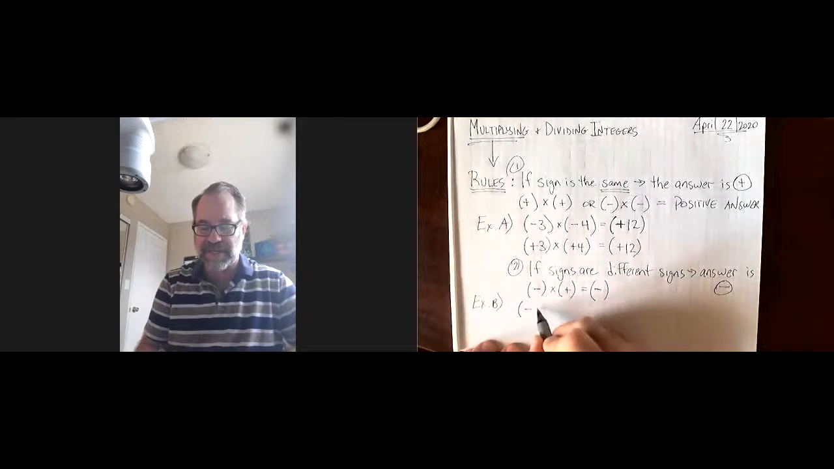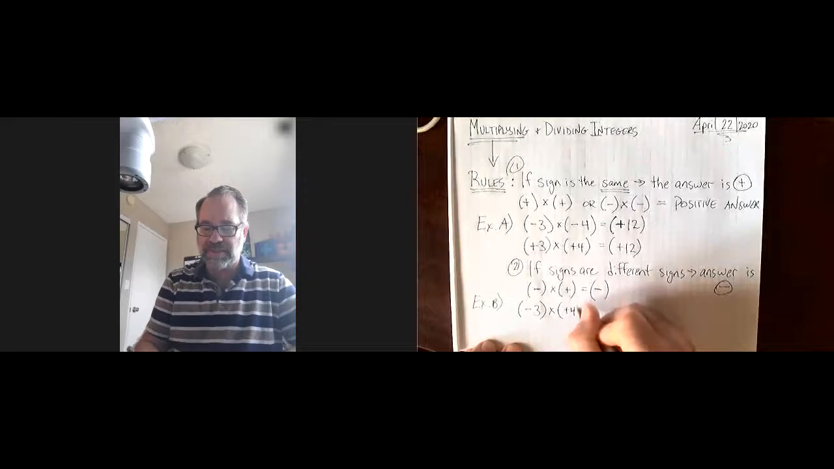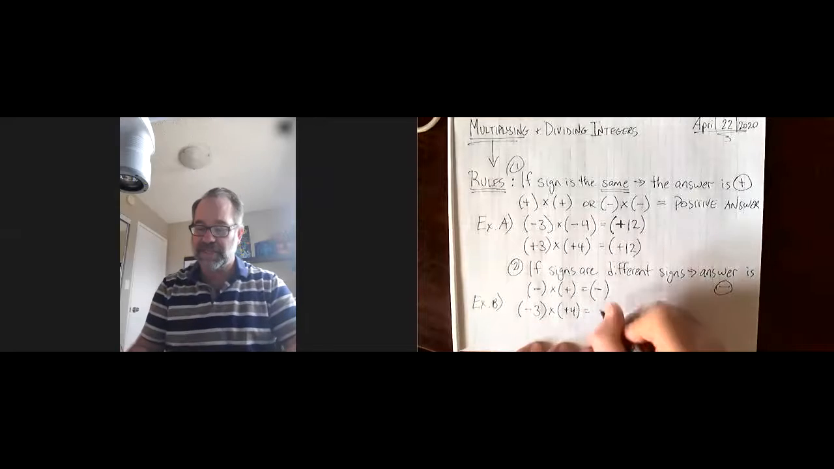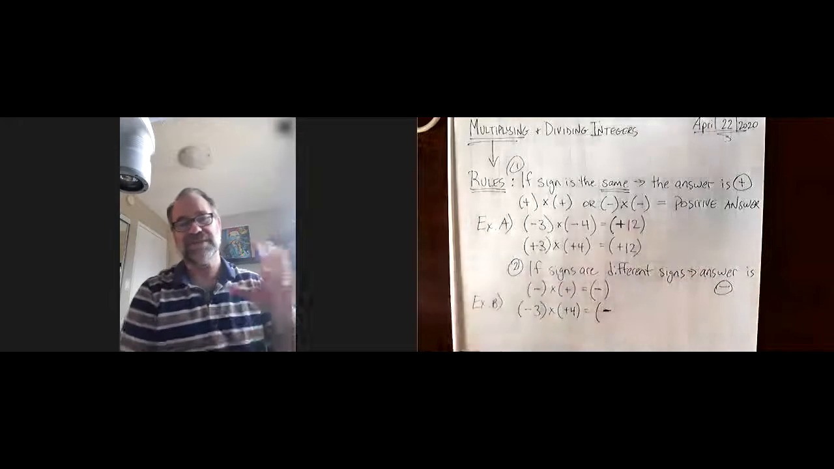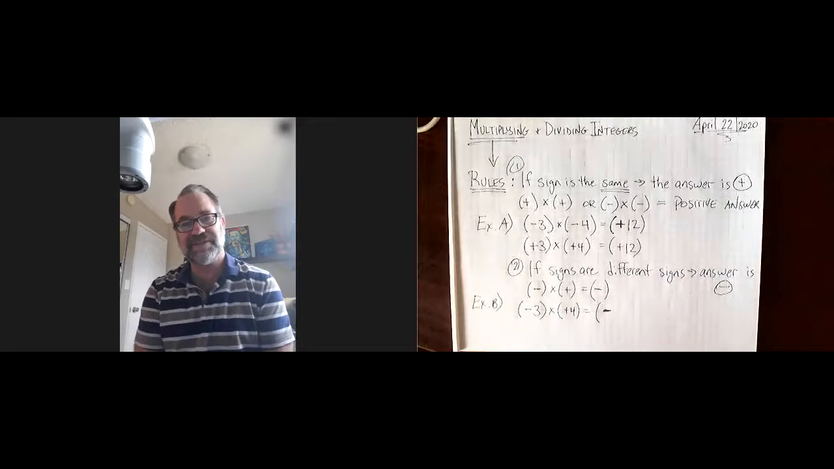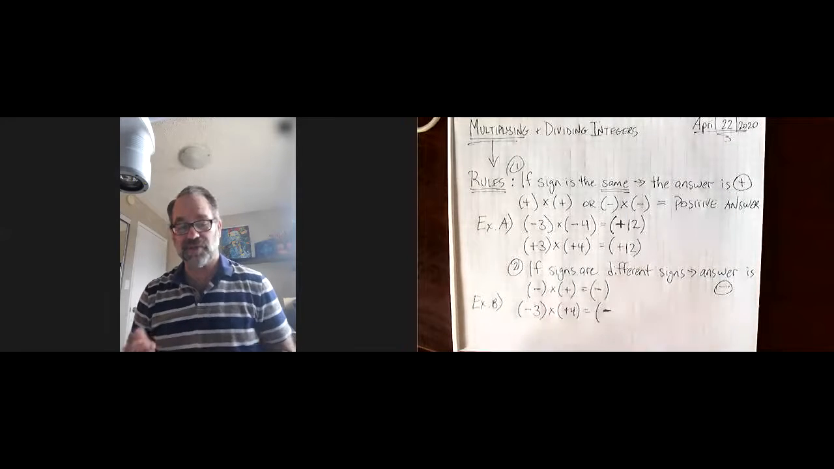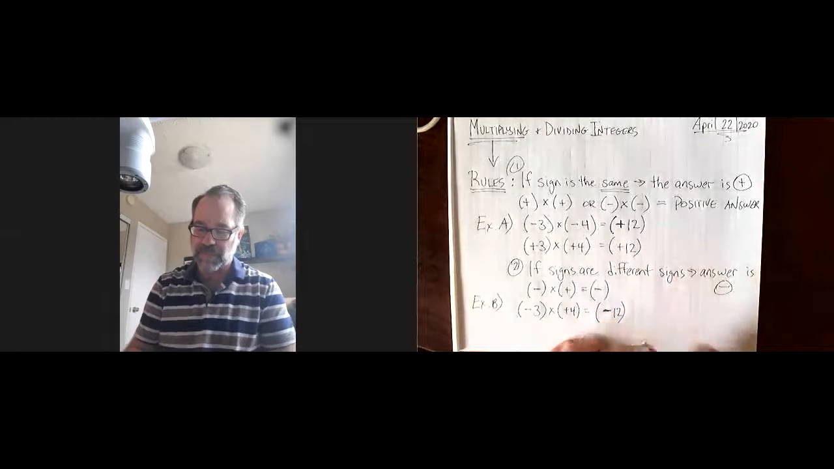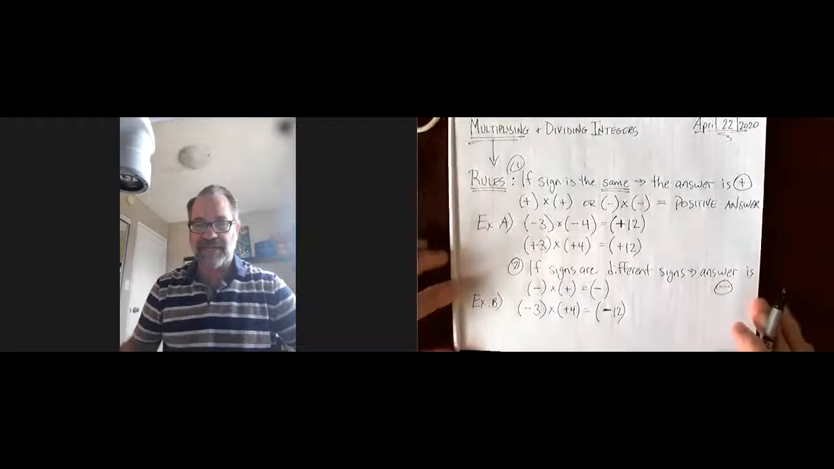So let's say we had -3 multiplied by +4. So here we have a negative multiplied by a positive, different signs, which means our answer is going to be negative. That's the first thing we want to do, establish the sign of the product. And don't forget, the answer to a multiplication question is called a product. And then 3 times 4 is 12. Okay, and again, the order doesn't matter.